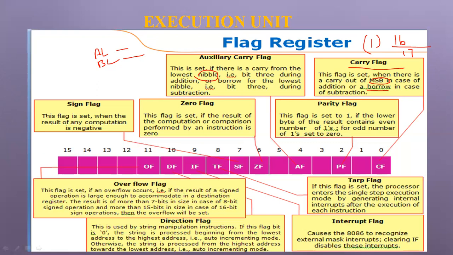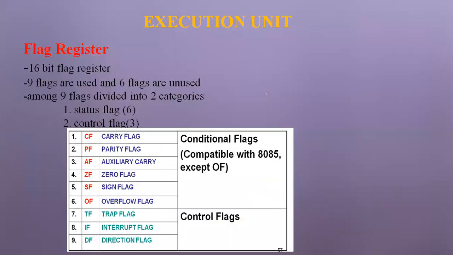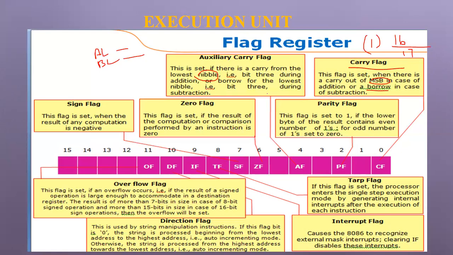Overflow flag. The maximum size of each register is 16-bit. If we have to push 17-bit data, the extra bit will be saved inside the overflow flag. These 6 are called status flags. Next, the 3 control flags.